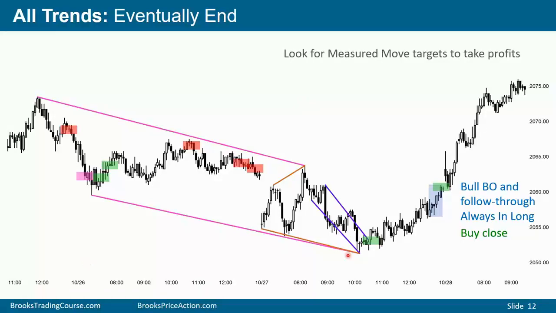Where do you take profits? Well, one way to do it is look for resistance, and a common resistance is a measured move target. We have a gap below this low and above that high, and therefore we might get a measured move up from this low to that low, which is right here. And you can see some bulls did take profits there.